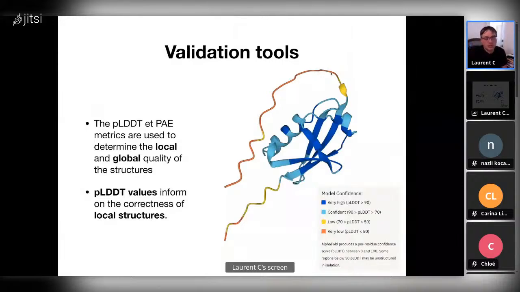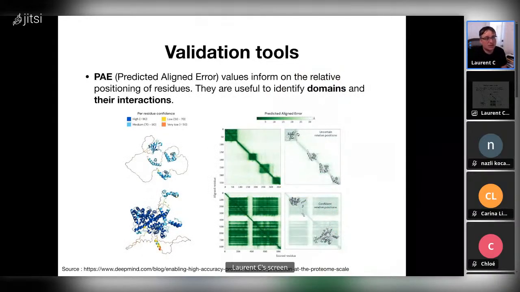The other quality indicator is called PAE, for predicted aligned error, and that informs you on the relative positioning of the residues. They're really useful to identify domains and their interaction. Basically, you have a graph with every residue of the protein on both the y-axis and the x-axis. And when you have low values, it means that if you know the position of a certain residue, how confident are you in the positioning of another residue?